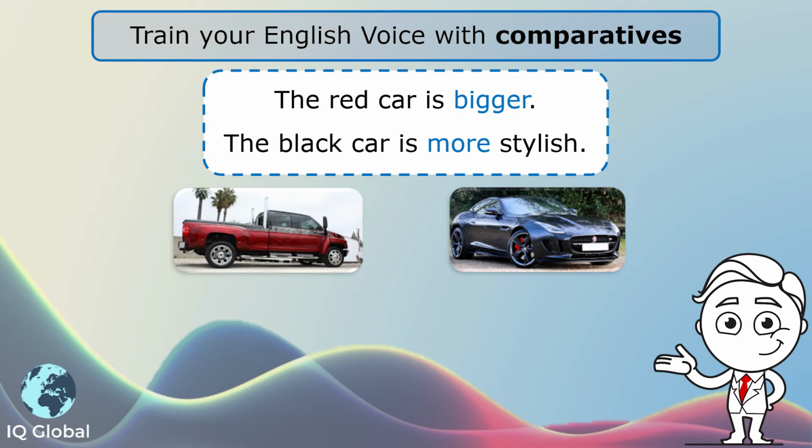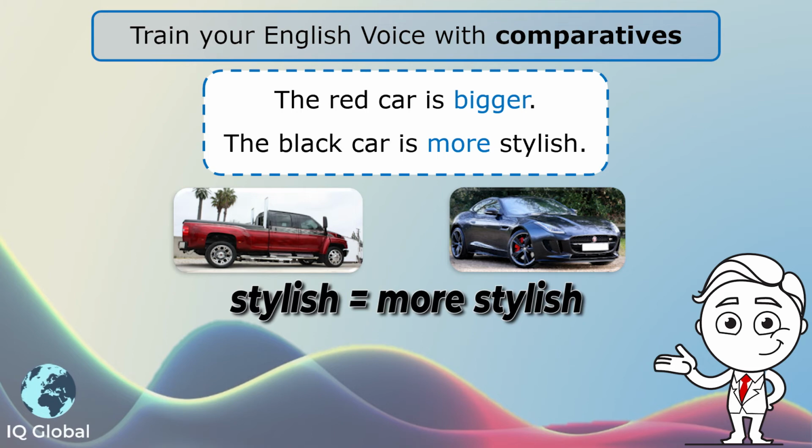Have a look at sentence 2. The black car is more stylish. Stylish is the adjective, and it's a longer word. Stylish. It has two syllables, so we cannot say stylisher. That doesn't sound correct. We do not change the adjective, but we add more in front of it. The black car is more stylish.